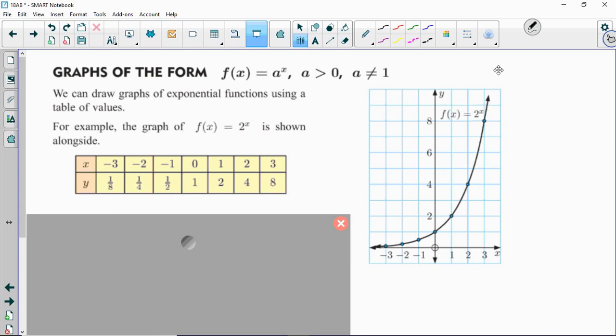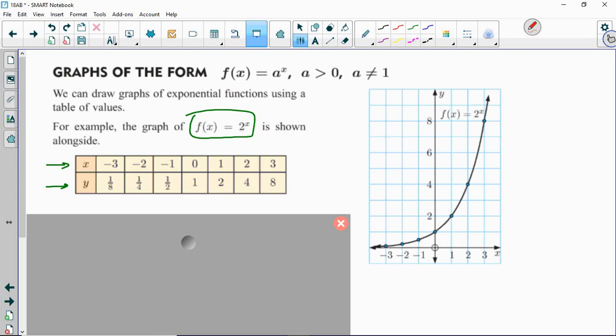So this example is 2 to the power of x. Now, first of all, just look at the table, make sure that these values make sense. When we put in these values for x, we should get out these values for y. And on the right, we have those points plotted. So a few things to notice here.